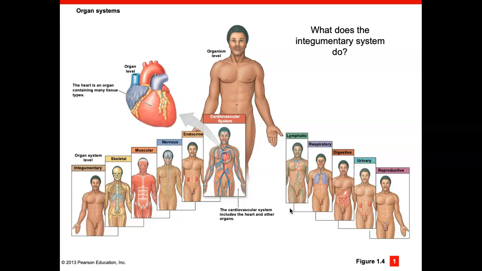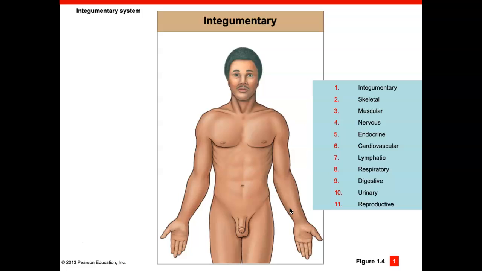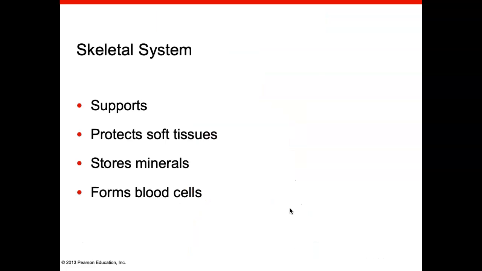So, what does the integumentary system do? It is the skin, and it protects the body from environmental hazards. It controls body temperature. What about the skeletal system? It supports, it protects soft tissue, stores minerals, and forms blood cells.